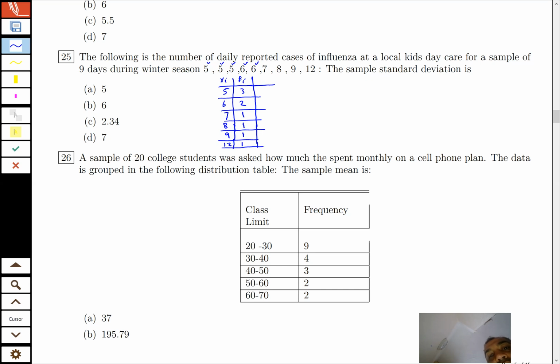Now, what do I need for standard deviation? We need first to find the variance. We say that's s squared, and the rule says n times the sum of the frequency times xi squared, minus the square of the sum of the frequency times xi.